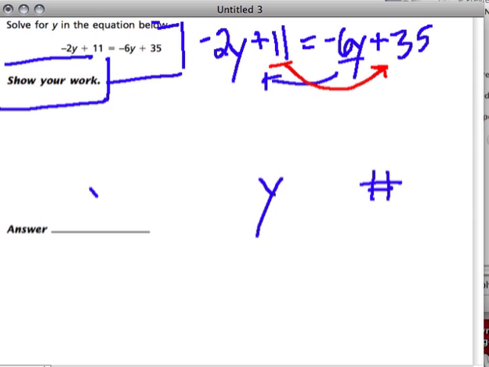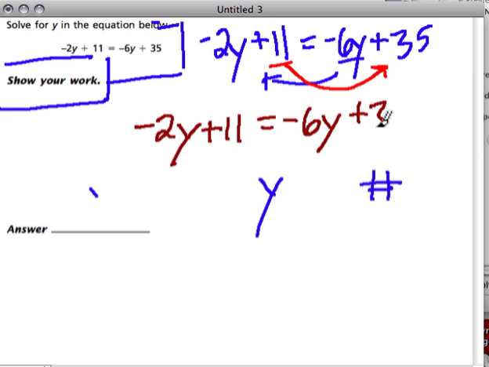Well, I'm going to rewrite the equation one more time. Let's rewrite it in this color. Negative 2y plus 11 equals negative 6y plus 35. And I should clear this out beneath. But let's rewrite that at the bottom. We want to get all the variables over here on this side of the equation, and then all the numbers on this side. Okay, so how do I get this over here? Well, I can't just move it. I have to get rid of it on this side and then bring it to this side.